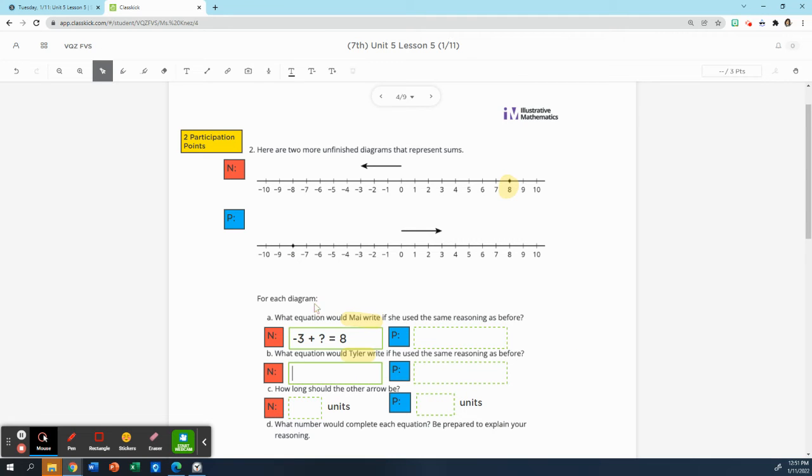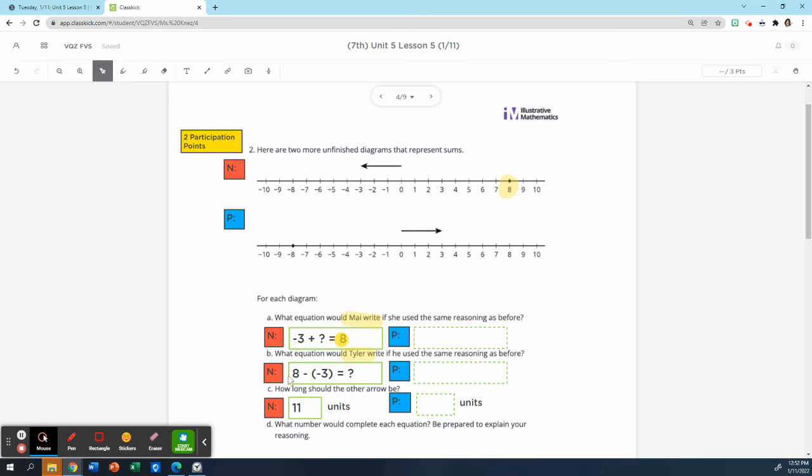Now, if Tyler was writing this sentence, he would write it as a subtraction sentence. And so Tyler would take 8, which is the number we know is our sum, and he would subtract the number we know we're adding, which is -3, to help him find the missing number. Which is convenient. It gives us the final answer in C. We know the other arrow should be 11 units.